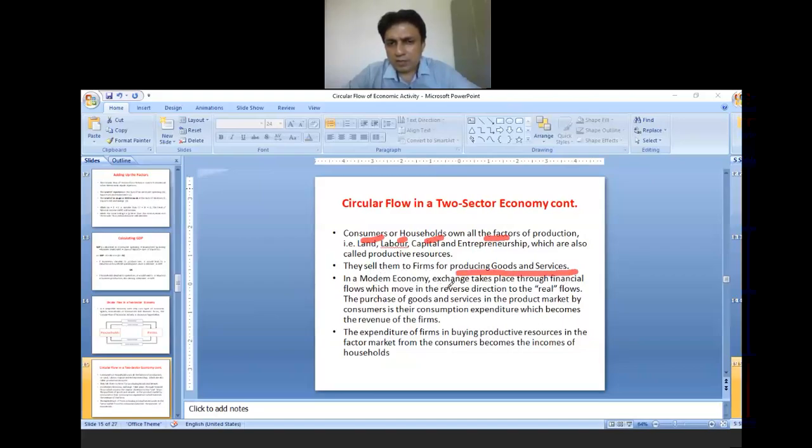And in a modern economy, exchange takes place through financial flows, because in order to buy the goods and services, the consumer has to spend money, and this money is returned back if they are working as an employee in those companies, which moves in the reverse direction in the real flow. The purchase of goods and services in the product market by consumer is their consumption expenditure, which becomes the revenue of the firm. So these are all points which we discussed earlier. So moving to the next slide.